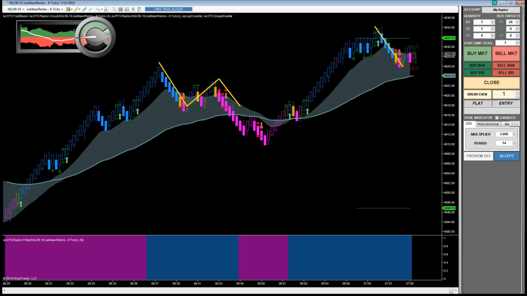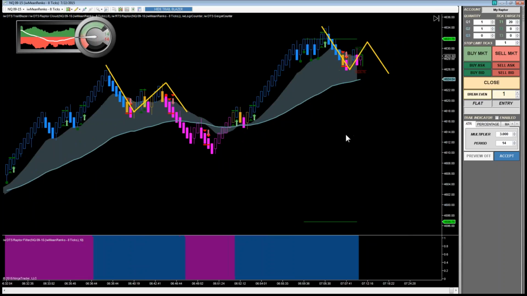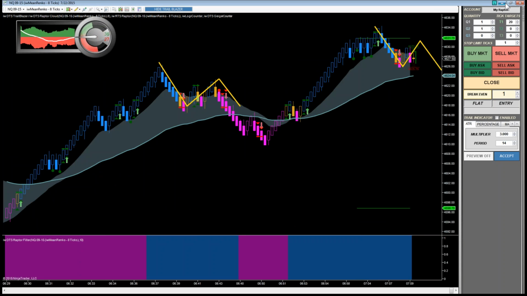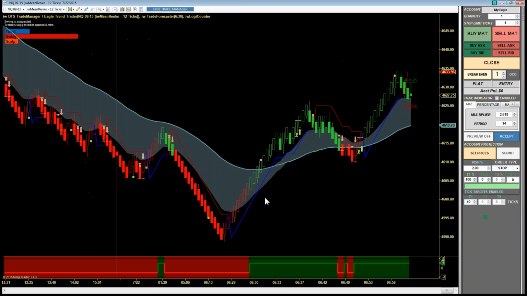This is either going to develop into a double pullback, and then the market's going to come out and give us a buy, or it's going to develop into a test of the extreme and a failure, and we're going to get another sell, very similar to what we saw here. I should probably shoot a trend line across these lows. It might be easier to do on the eagle, actually.